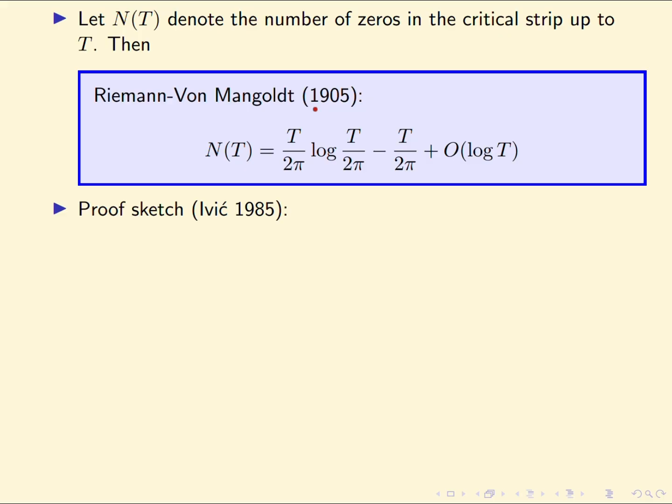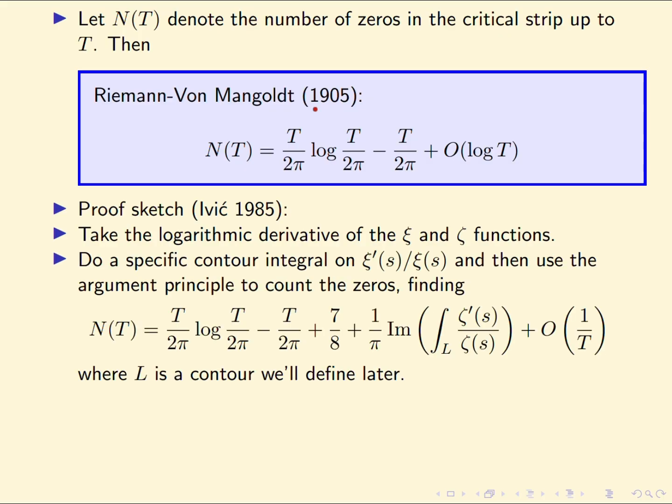And here's the rough proof sketch. I'm following a book by Aleksandar Ivić. He takes the logarithmic derivative of the xi and zeta functions, and then he does a specific contour integral on this logarithmic derivative, xi prime of s over xi of s. This is the Greek letter xi, and this is the Greek letter zeta. Then he uses the argument principle from complex analysis, which I'll explain a little more later, although I've already covered it in an earlier video, to count the number of zeros.